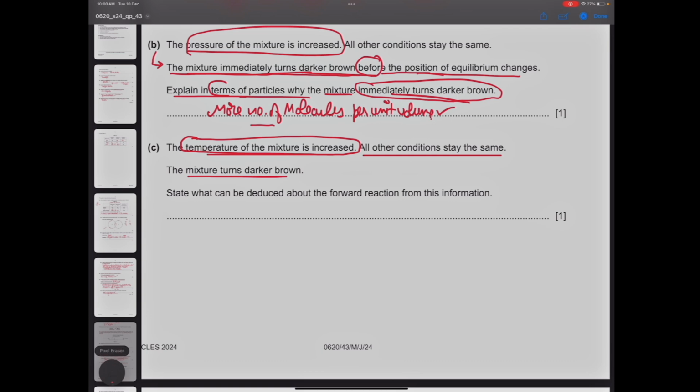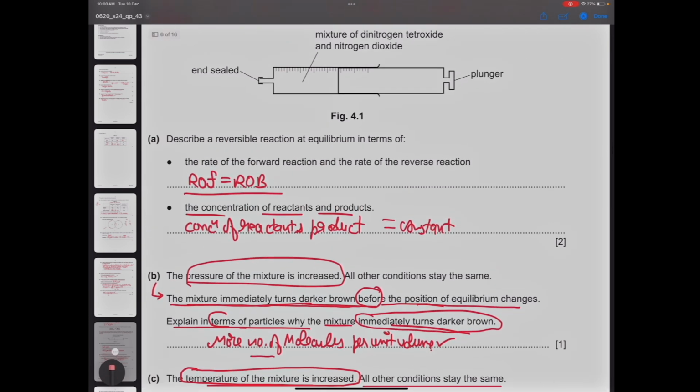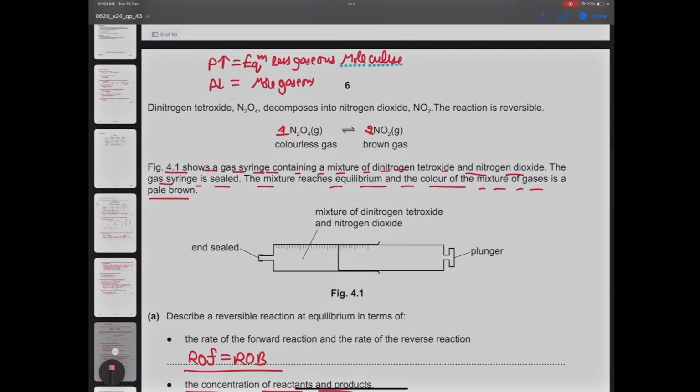The mixture turns darker brown. So let's have a look. Where is the darker brown present? In the equation, the darker brown gas is present on the product side. So we can get the data from this that when you're increasing the temperature, the forward reaction is increasing. I think this is what question C is telling us, that when you increase the temperature, brown gas is obtained, meaning the forward reaction is preferred.